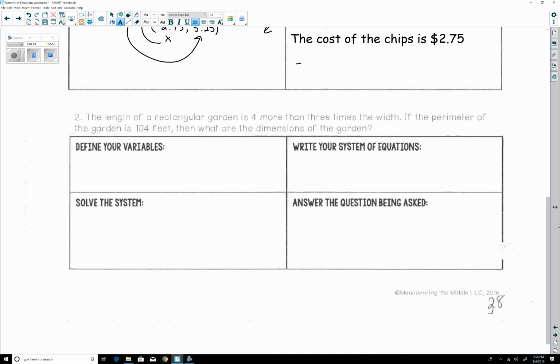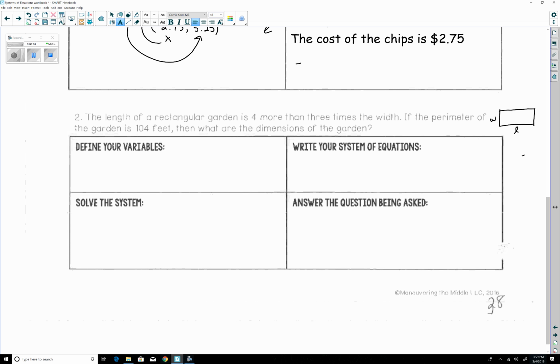Let's do a couple more problems together. The length of a rectangular garden is 4 more than 3 times the width. If the perimeter of the garden is 104 feet, then what are the dimensions of the garden? So let's take a look at this. Now, rectangular, I'm going to actually draw a picture of a rectangle because that helps me envision what's happening. So I've got a short side and a long side on any rectangle, and they're saying that we've got a width and we have a length. The length of the rectangular garden is 4 more than 3 times the width. So this is our length and this is our width.